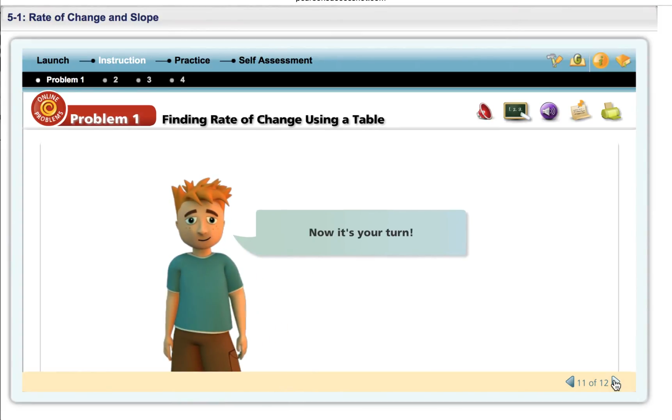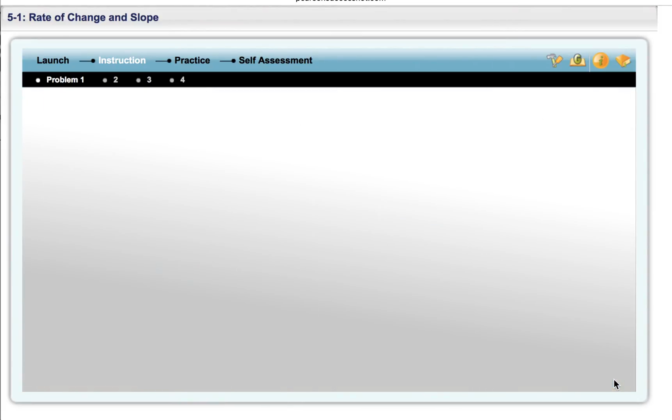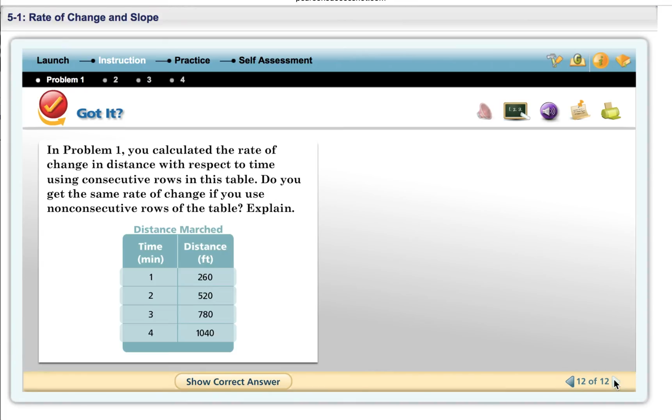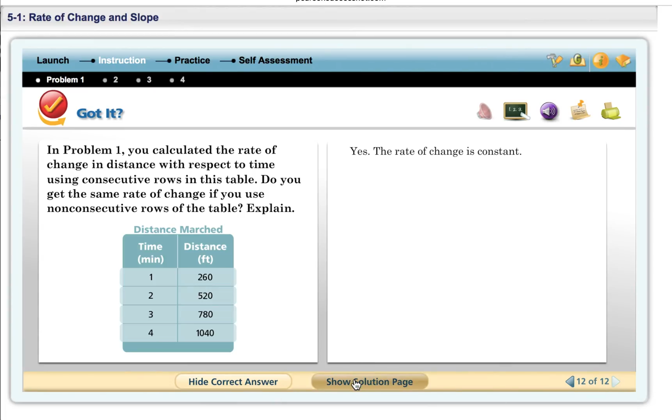Now it's your turn. So this one is essentially the same problem. They're just saying that in problem 1, you calculate the rate of change in distance with respect to time using consecutive rows in this table. Can you get the same rate of change if you use non-consecutive rows? Well, yeah, you can. And here's how it works.